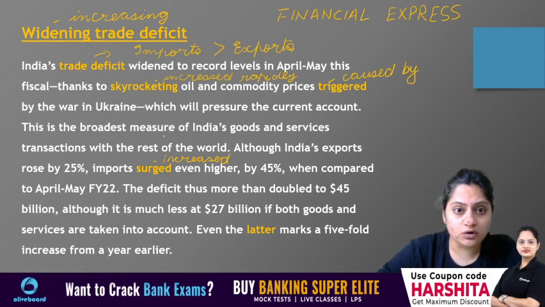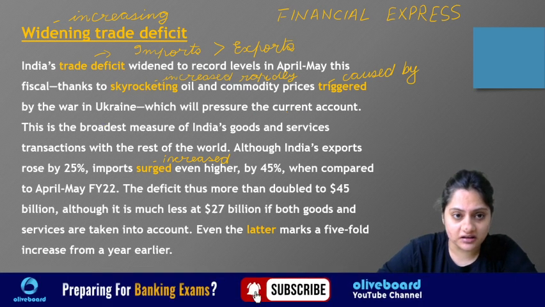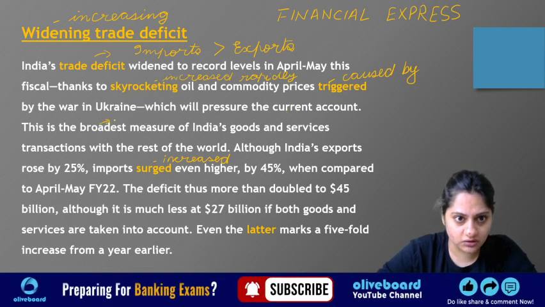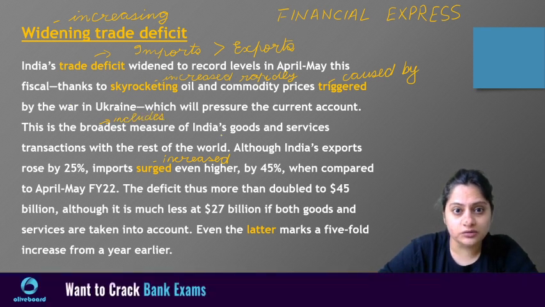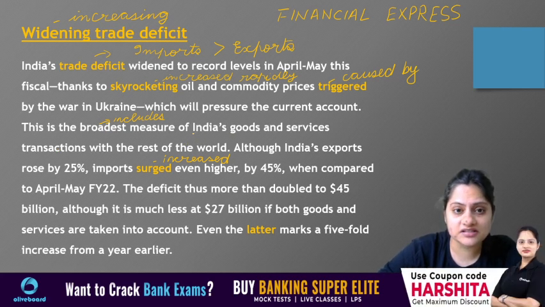So this is the broadest measure of India's goods, and see here it is written, when we talk about account, it includes everything. Broadest measure means including all, to measure India's goods and services transactions with the rest of the world. How we transacted with the world, the current account shows that.